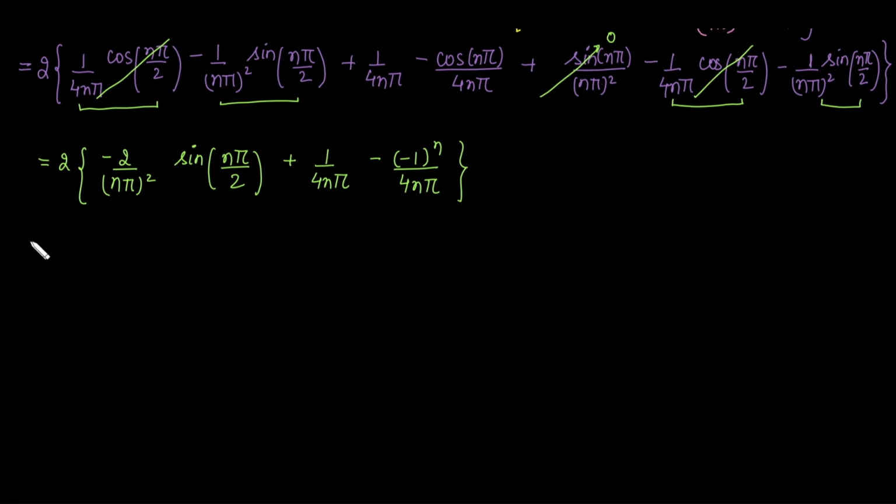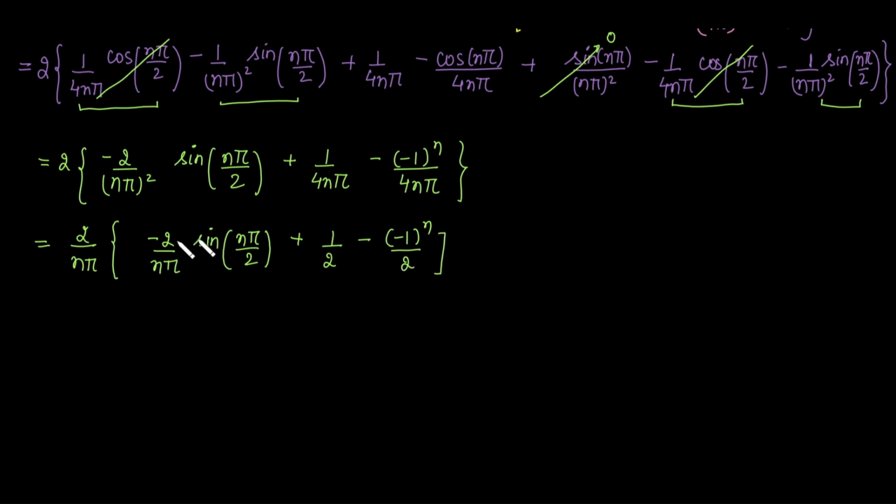We can further simplify this. We can take n pi outside. So we have 2 upon n pi minus 2 by n pi into sine of n pi by 2 plus 1 by 2 minus 1 raised to power n by 2. And that is the value of Bn in this case.